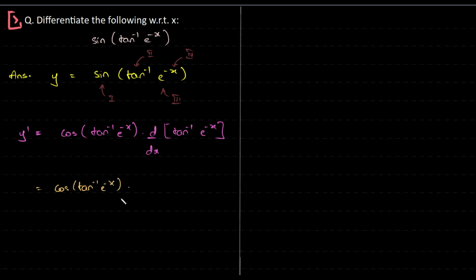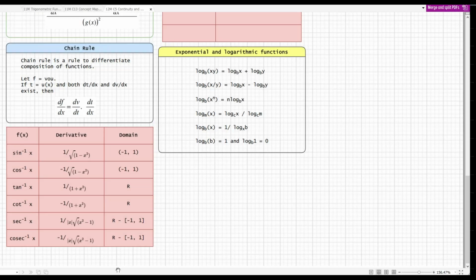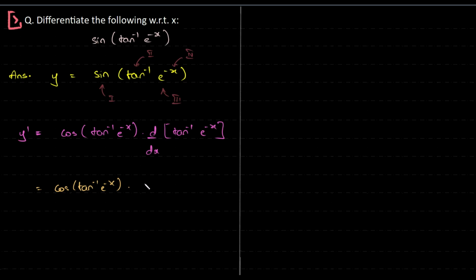tan inverse of theta is what? Think of it. Right? It is 1 by 1 plus x square. So we have this to be, I'll write it over here, 1 plus e minus x the whole square. Now, further we need to differentiate e to the power of minus x.